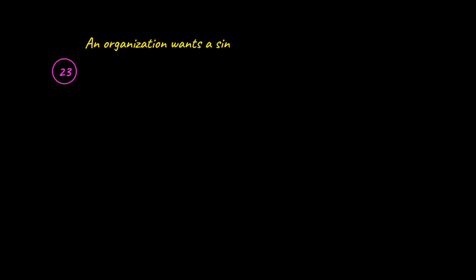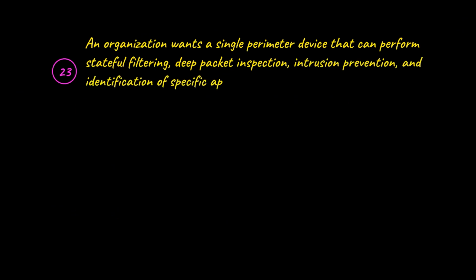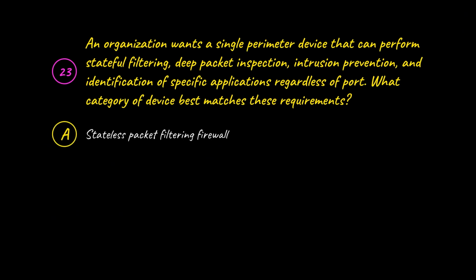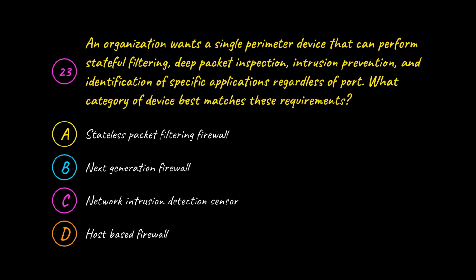Question 23. An organization wants a single perimeter device that can perform stateful filtering, deep packet inspection, intrusion prevention, and identification of specific applications regardless of port. What category of device best matches these requirements? Your options are A. Stateless packet filtering firewall, B. Next generation firewall, C. Network intrusion detection sensor, D. Host-based firewall. Don't overthink it. Which one feels right?